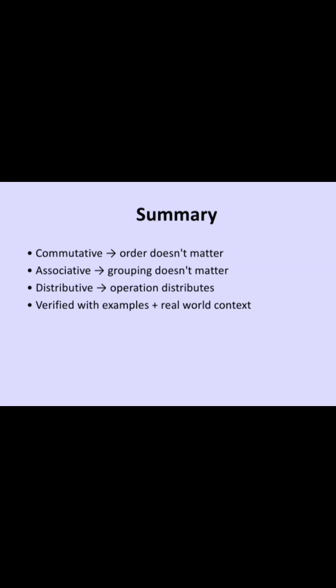So for a summary: commutative laws, order doesn't matter. Associative law, grouping doesn't matter. And distributive law, the operation distributes. We verified with examples, Venn diagrams, and real-world context. Understanding these laws helps you simplify expressions, solve problems quickly, and analyze sets with more confidence.